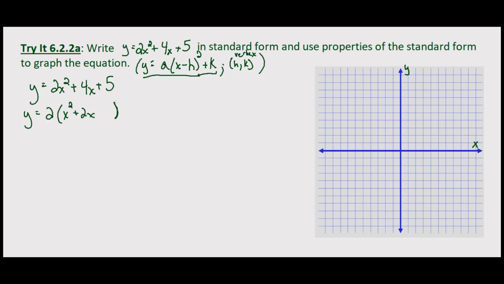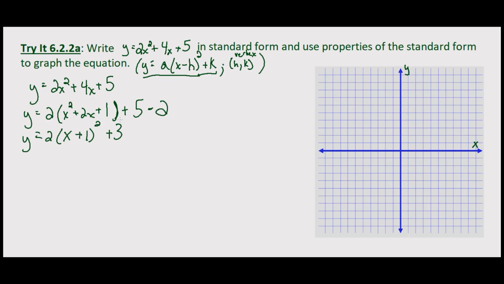Let's go ahead and leave a space here. And then plus 5. And then we need to complete the square with what is inside the parentheses. So we'll take the 2, divide by 2, and square it. So that equals 1. And remember, we're adding 2, 2 times the 1 makes 2. So we need to subtract 2 from the 5 on the outside. Now that we have completed the square, we have y equals 2 times (x plus 1) squared. And then the 5 minus 2 is plus 3.